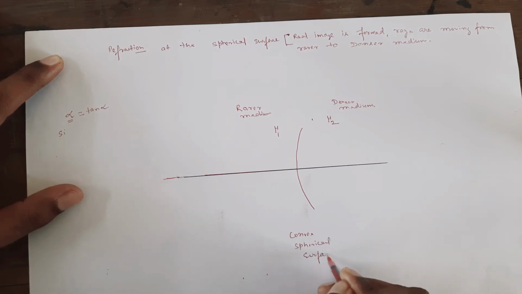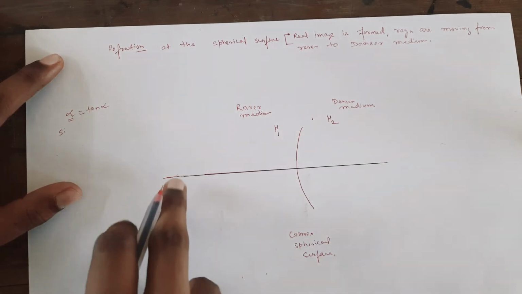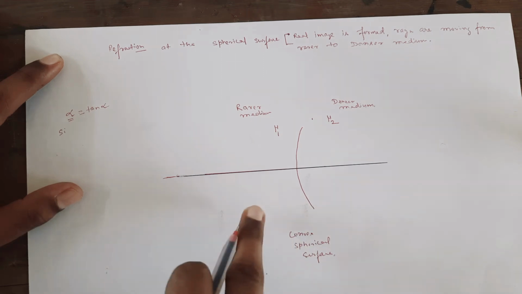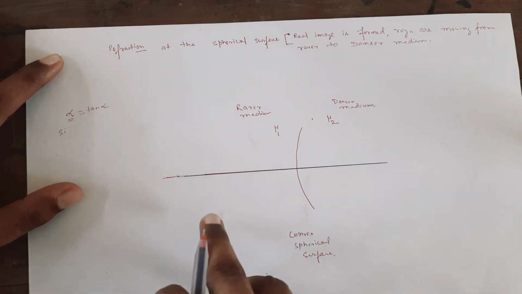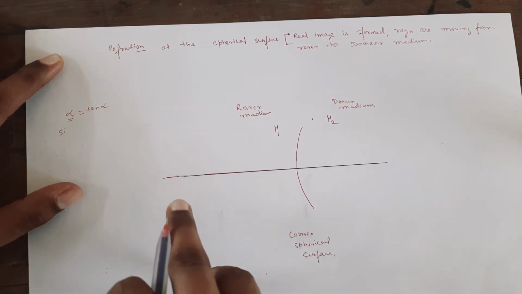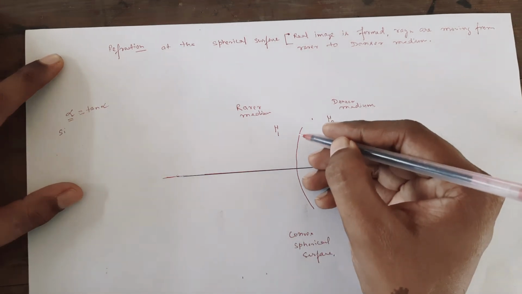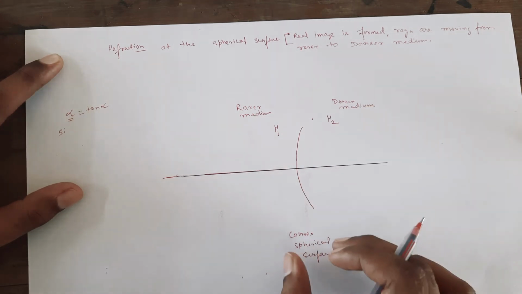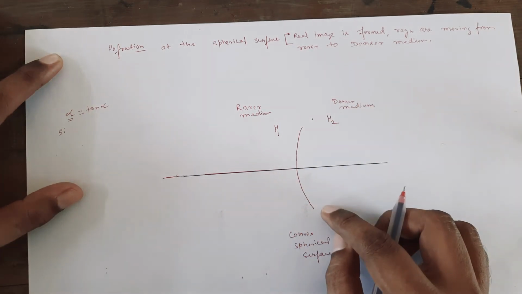Okay, so it is a convex spherical surface. How? Because from the rarer medium, if someone sees, then it will appear convex, and that's why the spherical surface will be known as convex spherical surface. And if that person is in the rarer medium, and to someone this surface of separation is appearing concave in shape, then it will be known as concave spherical surface. So right now it is convex spherical surface.